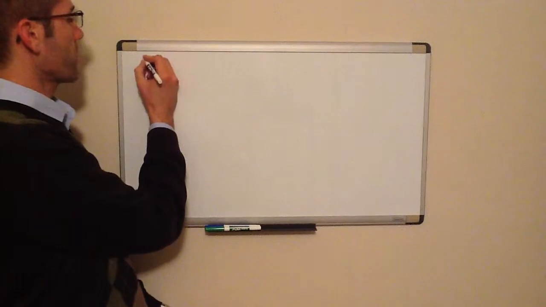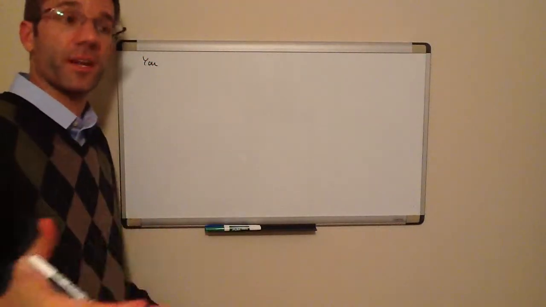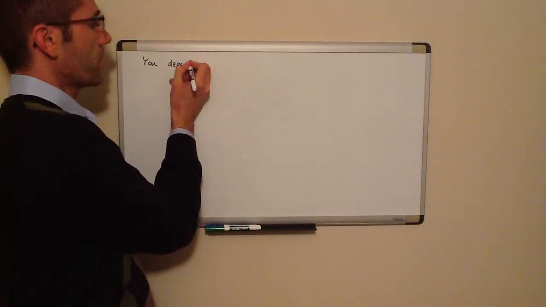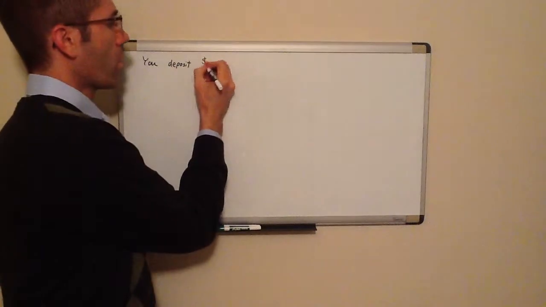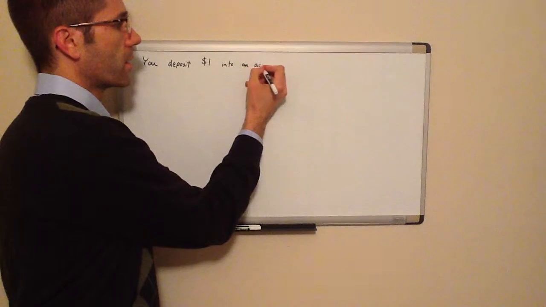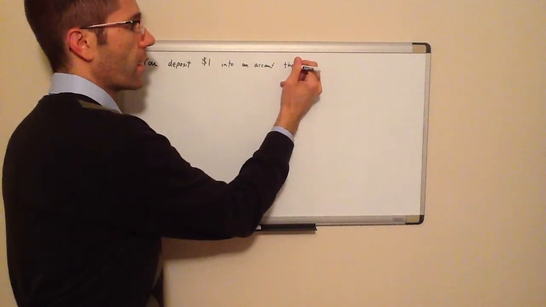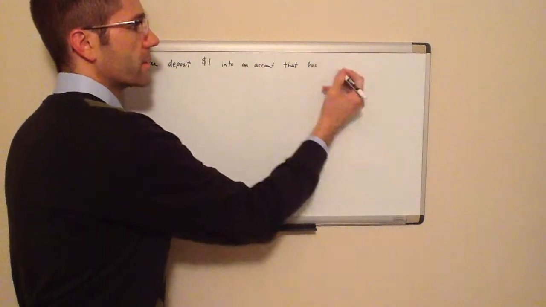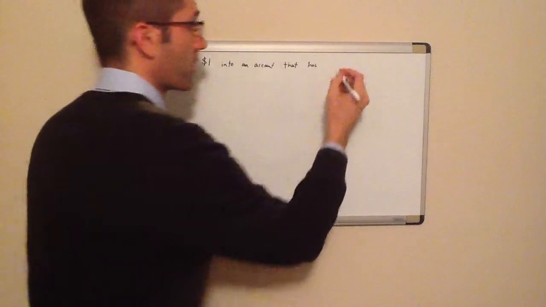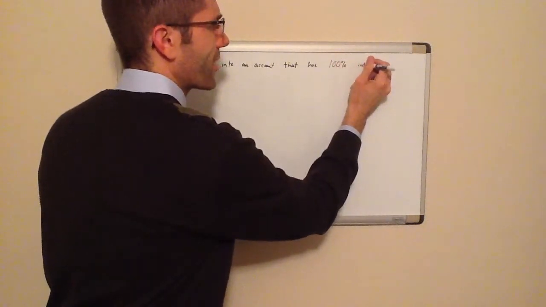So here goes. You deposit, the numbers are going to seem a little ridiculous, but it's going to help us develop an understanding of what e is. You deposit the most practical amount ever, $1, into an account that has, now it's going to get really unrealistic right here, but it's going to help us develop the number e. It has 100% interest. Yeah, right.